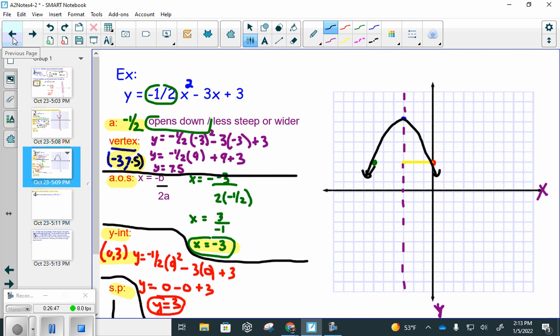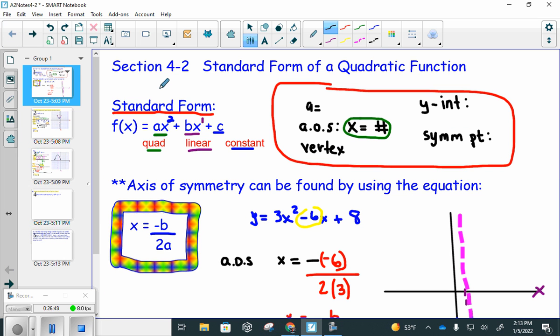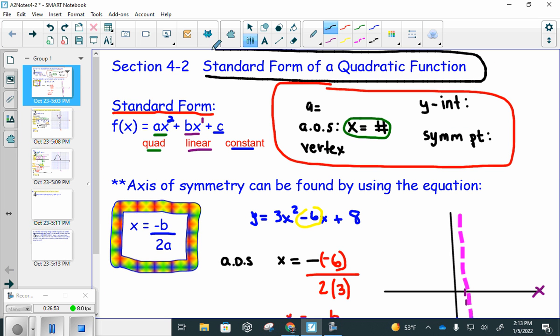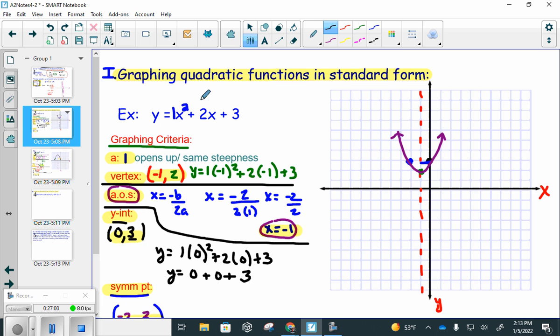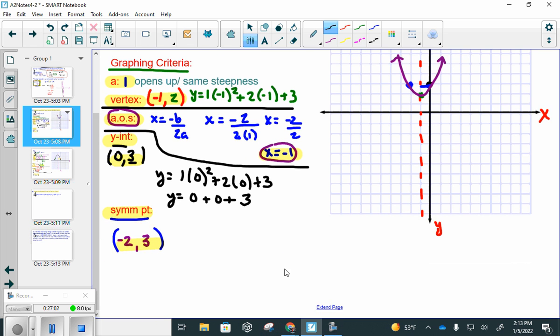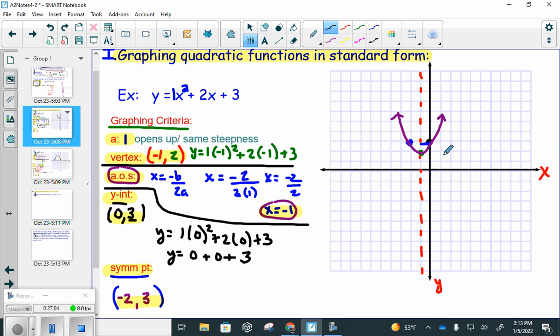Okay. All right, again, we were graphing quadratics in standard form. So 5 pieces of criteria, show all the necessary work that you need to, which is exactly what I modeled to you today, and then give me a really good graph on graph paper.